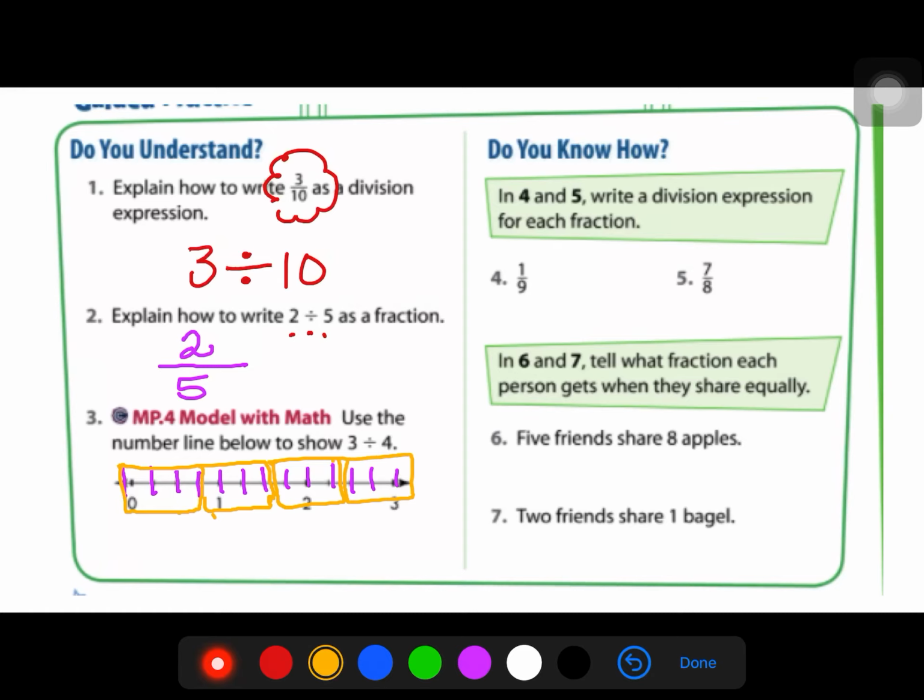I have 3, the whole number 3 being divided into 4 parts. And each part is 3/4 of a whole number.